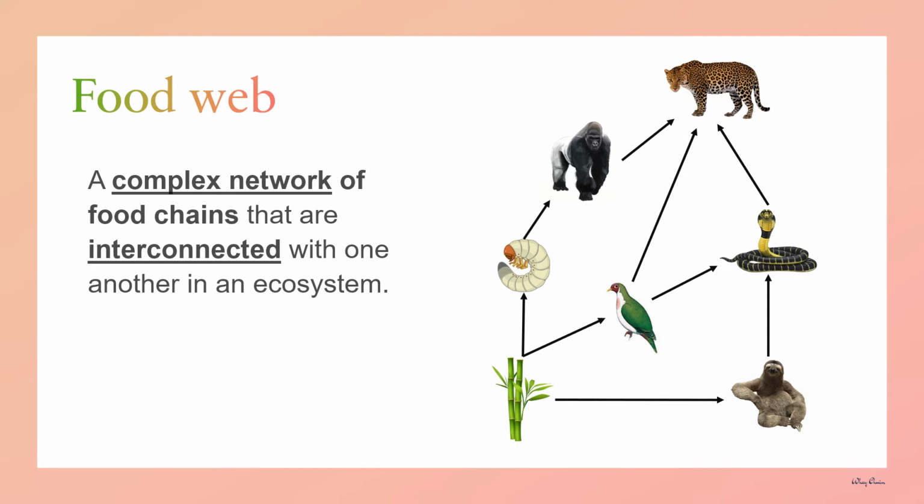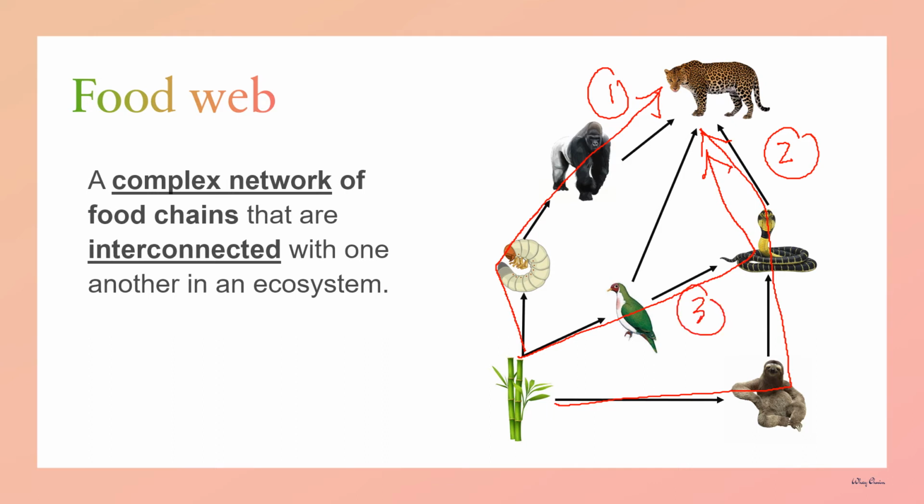So how many food chains are found in this food web? We can check the interconnection in the food web carefully. So we can notice here is one food chain, second, and we have the third one and the fourth one. Always remember, one food chain always begins with the producers.